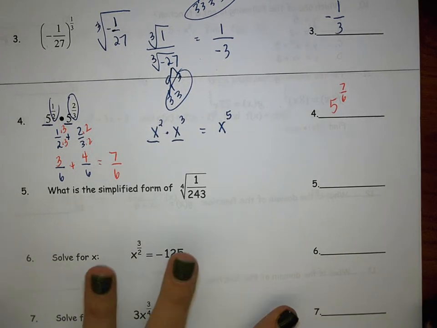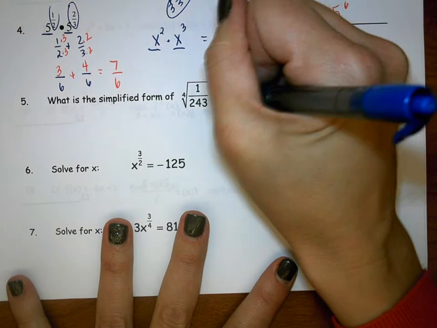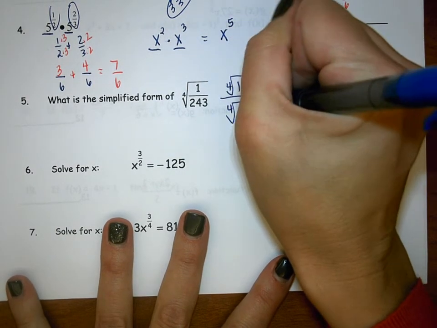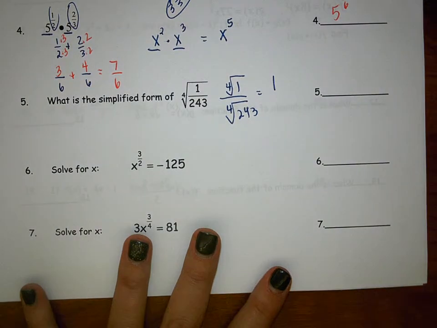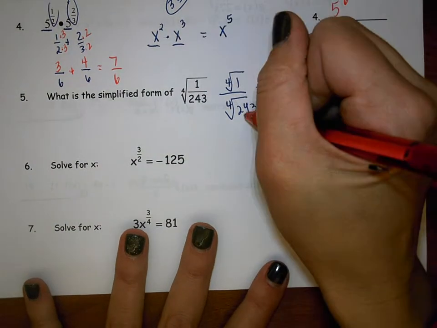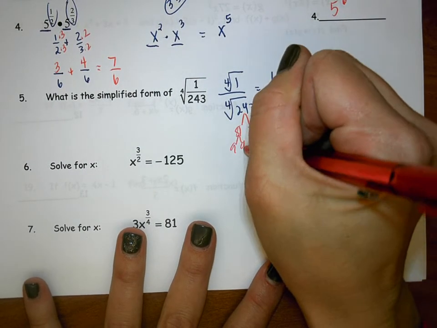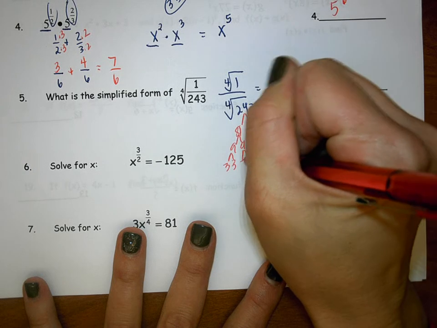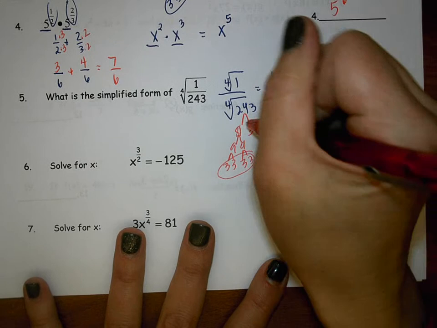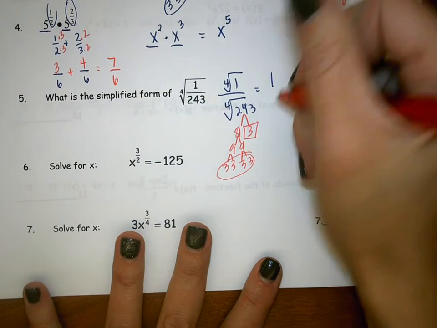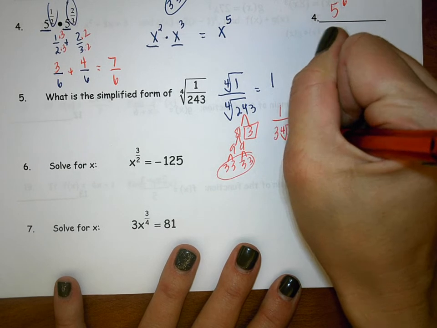Okay, number 5. This 4th root means you're taking the 4th root of 1 over the 4th root of 243. What is the 4th root of 1? 1. 243 breaks down. Okay, this is 81 times 3. 81 is 9 and 9, which makes 3, 3, and another 3, 3. So how many do I need for a group? So I have 4 3s, but I have a 3 left over. So when I write this, this is 1 over 3, 4th root of 3.